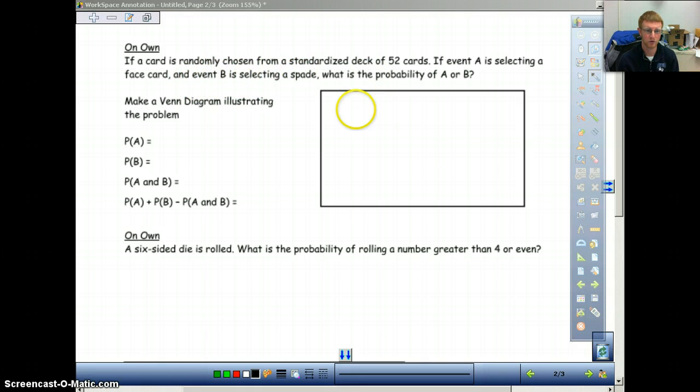What I want you to do, though, is when you draw your circles, the overlap would be the ones that are face cards and a spade. Okay, so try and do that and hit play when you're ready.